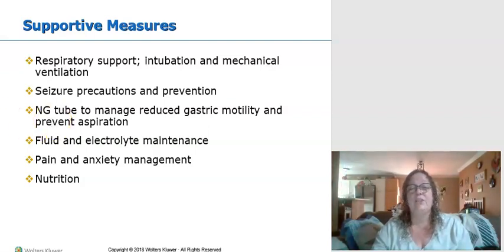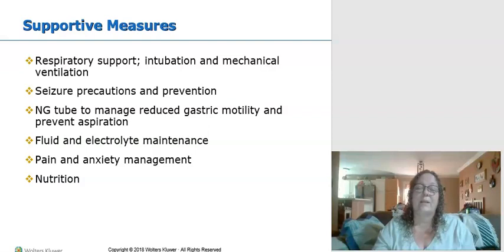They may have an NG tube to manage reduced gastric motility and to prevent aspiration, and they may eventually need that for nutritional support. But remember, basal skull fracture, no NG tube. We want to manage pain and anxiety and maintain their fluid and electrolyte status.